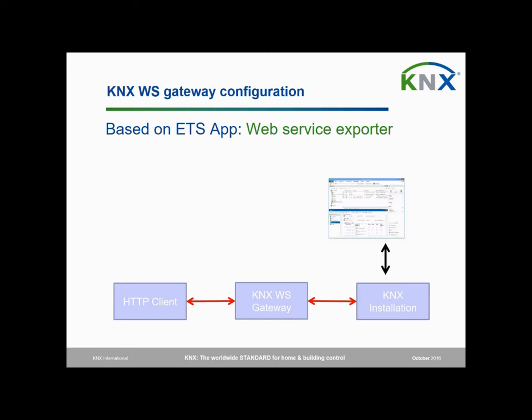The configuration of the KNX installation is of course contained within an ETS project. Now, in combination with this specific ETS app, the Web Service Exporter, we can export this ETS project into the specific format that is required for the KNX WS gateway. The KNX WS gateway can then import such file or files, and then the gateway is configured to match the KNX installation. And then of course, knowing the object model, the HTTP client is able to access this KNX installation in the way that I have just explained before.